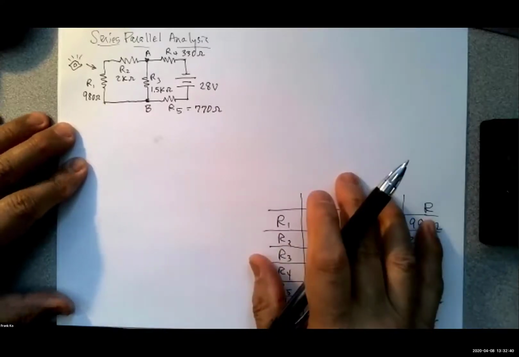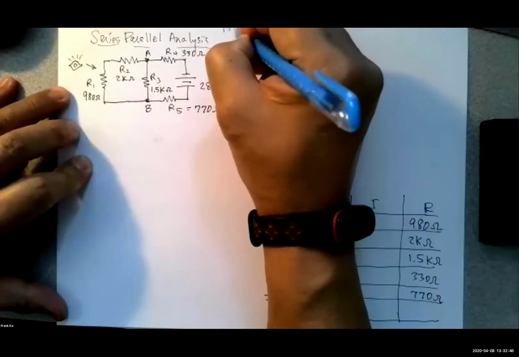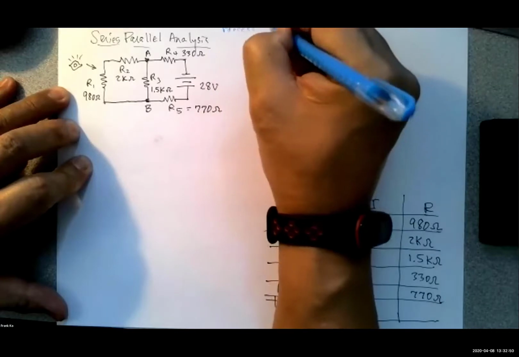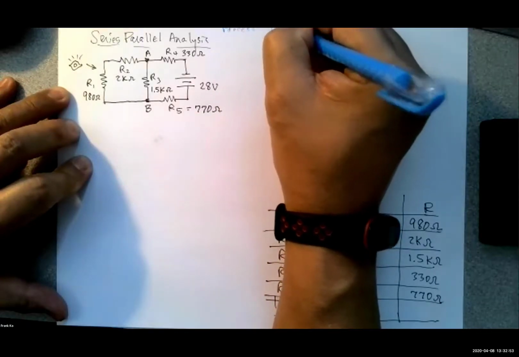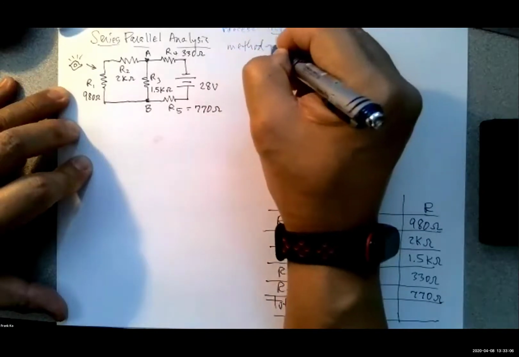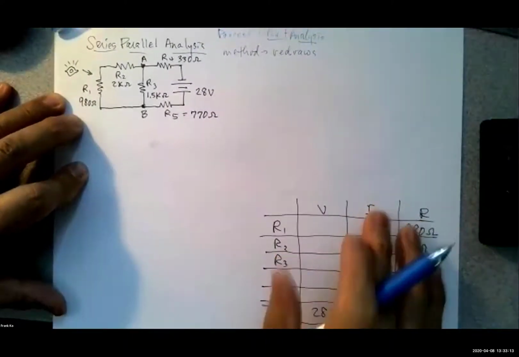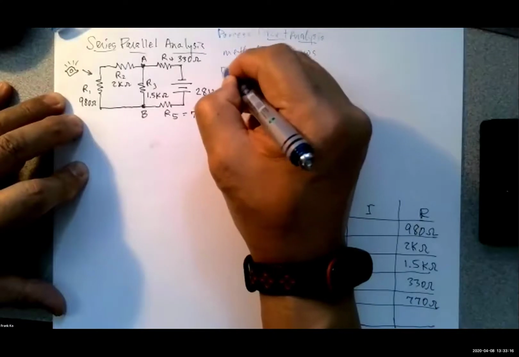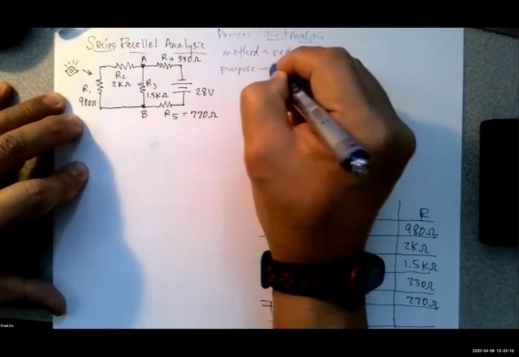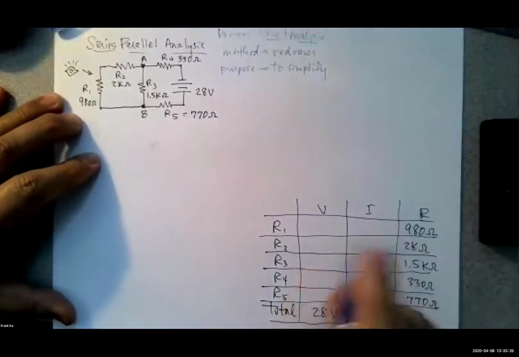So again, our process is called circuit analysis. Our method will be through several redraws, and the purpose is to simplify. So those will remain the same.